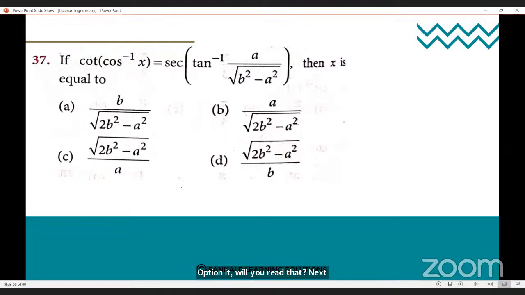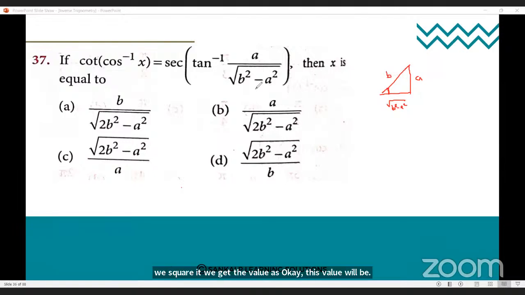Next question. Cot of cos inverse x is equal to sec of tan inverse a upon root of b square minus a square. So again we have to make use of the same method. We will simplify this. Tan theta is given to us, so again make use of a right angle triangle. If I consider this angle as theta, then tan inverse has opposite a upon the base, that is root of b square minus a square. So the hypotenuse, when we square and add, we get the root and square cancel, and this value will be b.